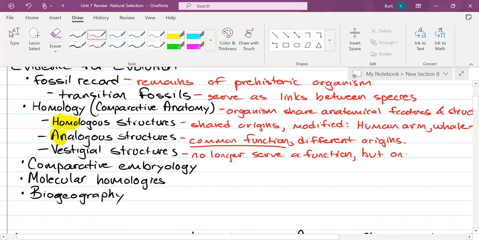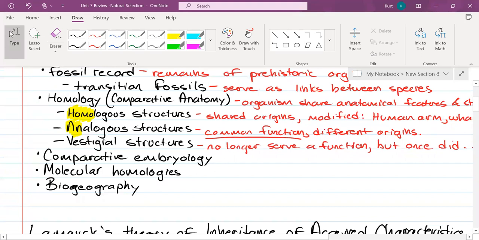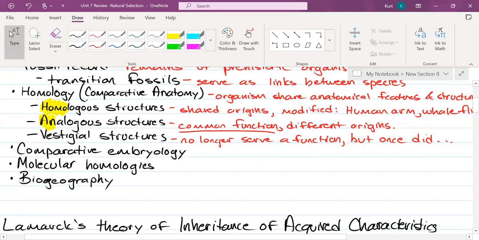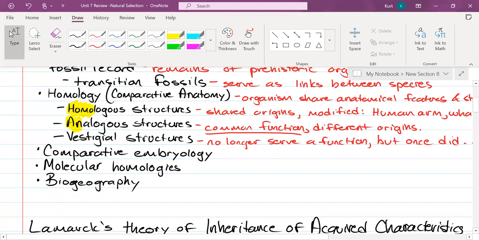Like the hip bones of a whale, or the appendix of a human, or the third eyelid of a human, or, let's see, if you look at some large snakes like anacondas and pythons, they have little leg bones that are still left from when they actually had legs. So vestigial structures are structures that no longer serve a function, but they once did. If you took them away from the organism, you would be totally fine. Like when you lose your appendix, your life isn't shortened. You'll be fine. That's a vestigial structure.